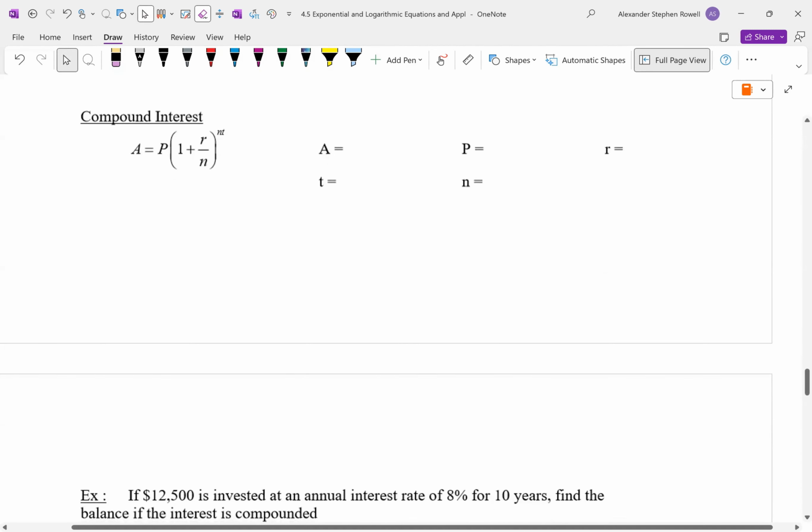Okay, but I want to talk about the compound interest problems that you'll encounter. A stands for annuity.